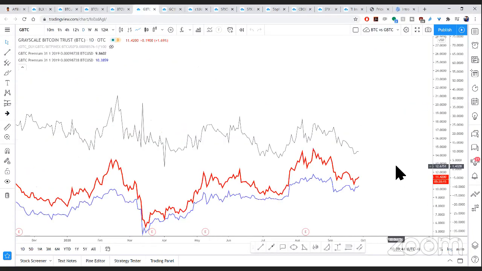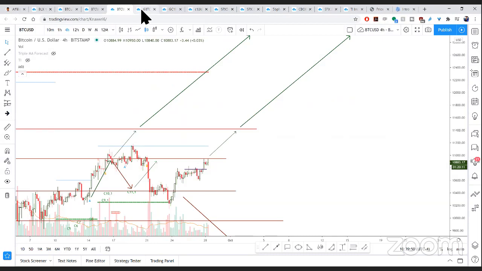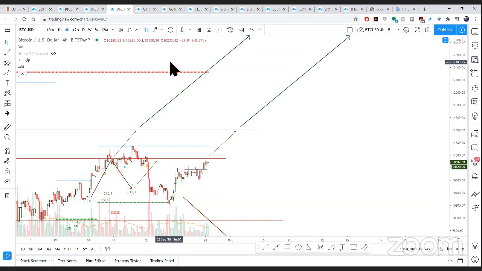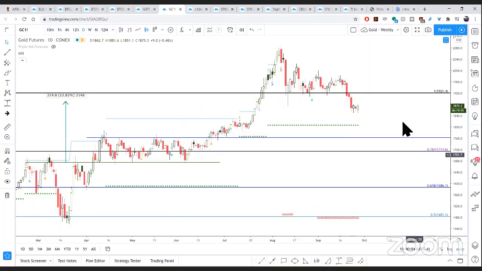How's the GBTC premium right now? It's still under 10%. That's pretty good. I still have some dry powder to go in heavier on GBTC, and I will do that either above 11.5 or around 9. Okay, that's my plan.